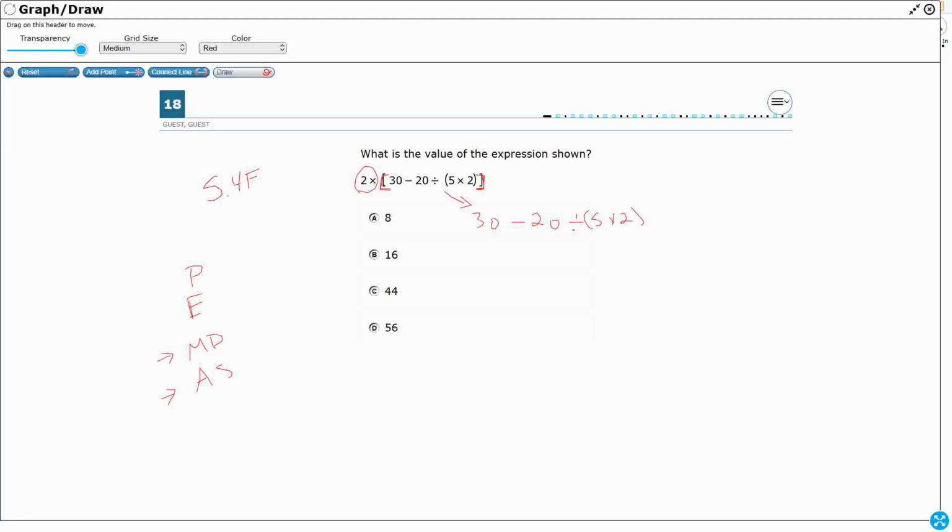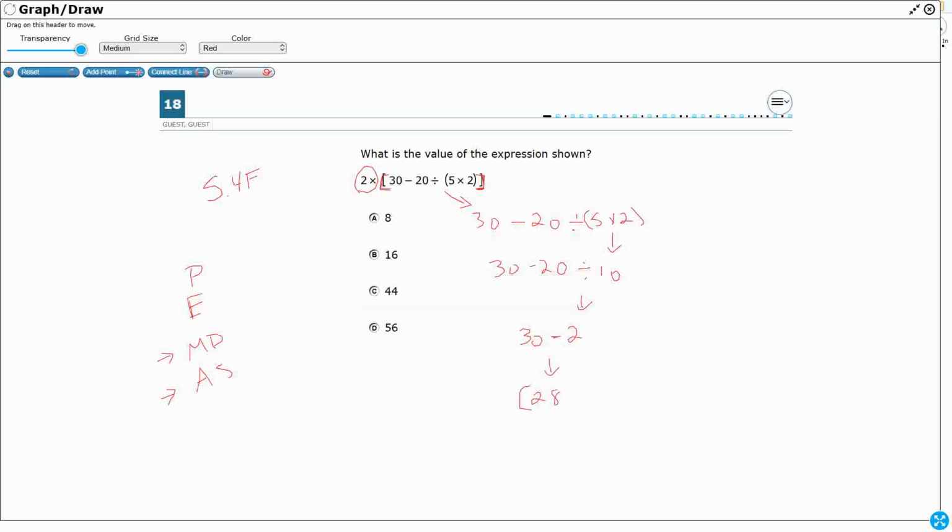I need to completely bring that to a single term before I even think about that 2 times. So within this, I've got my parentheses. So 5 times 2 is 10. So I've got 30 minus 20 divided by 10. Now I've got a subtraction. I've got division. Division comes first. So 20 divided by 10 is 2. So I've got 30 minus 2. Now I can do 28.